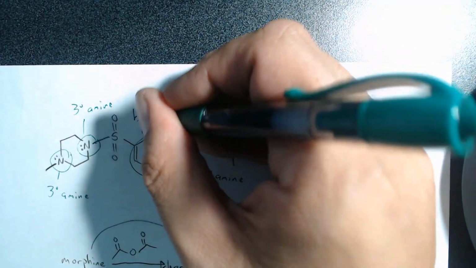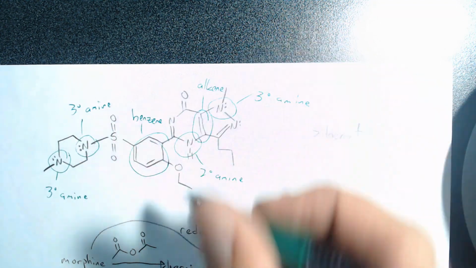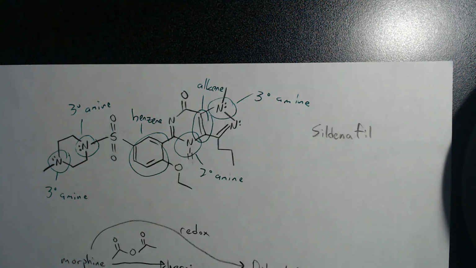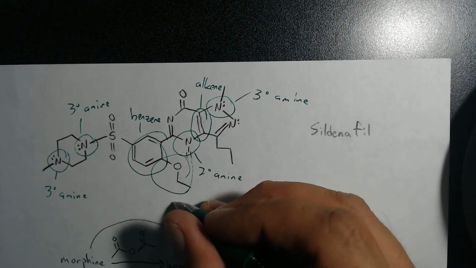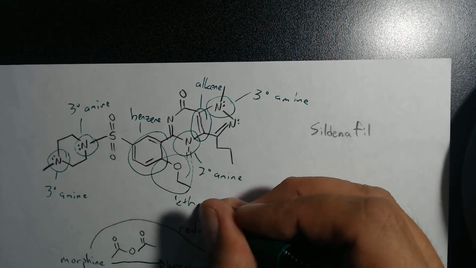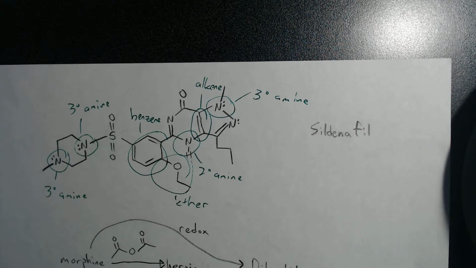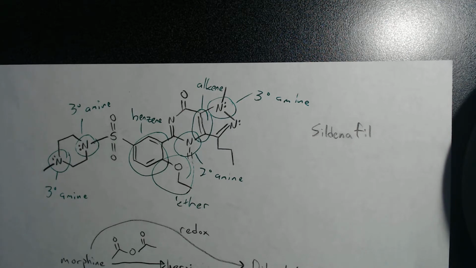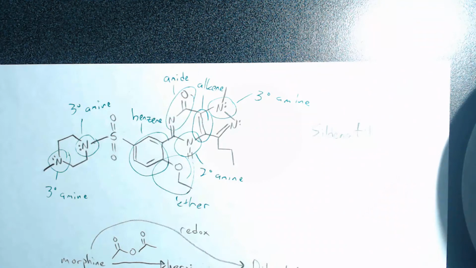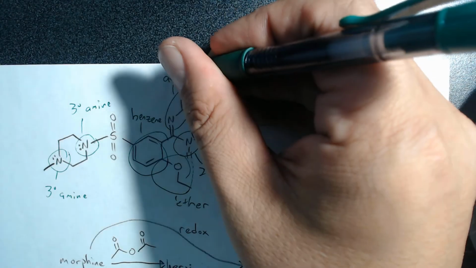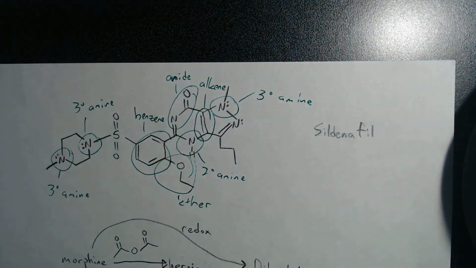Go ahead and just call it benzene for short. And then what else is there? Yep, there's an ether over here. And 1 more, I believe. There's an amide. It's right here. Oop, that's an amide. Whatever, close enough.